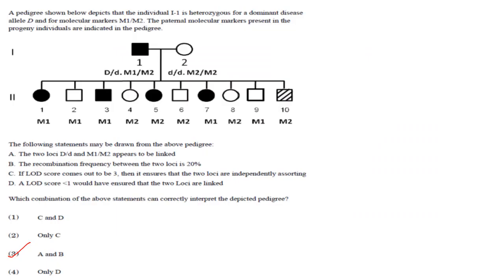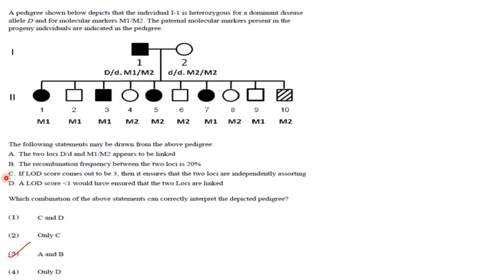Then the next one. The pedigree shown below depicts that individual 1 is heterozygous for dominant disease allele D and for the molecular markers M1 and M2. The paternal molecular markers present in the progeny individuals are indicated in the pedigree. The following statements can be made from the above pedigree.